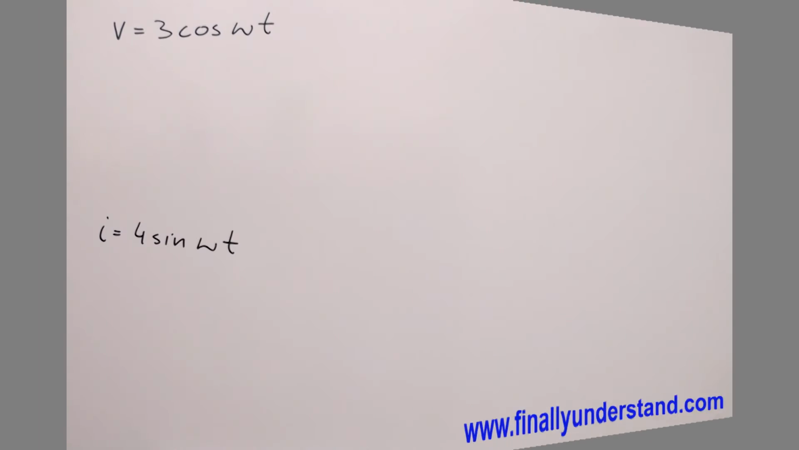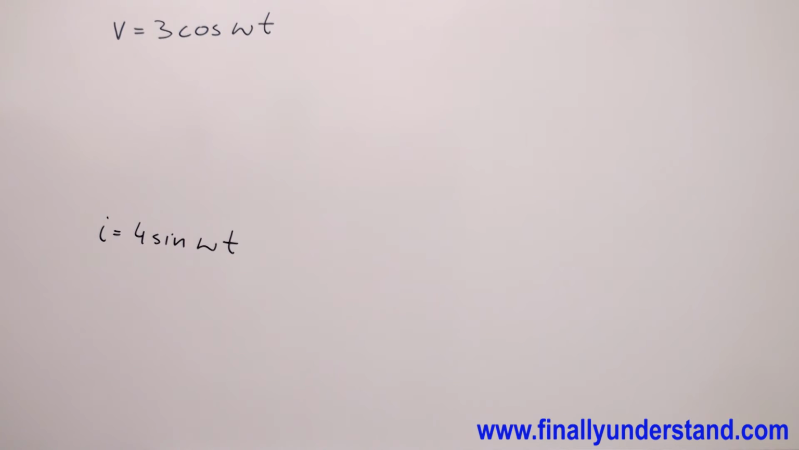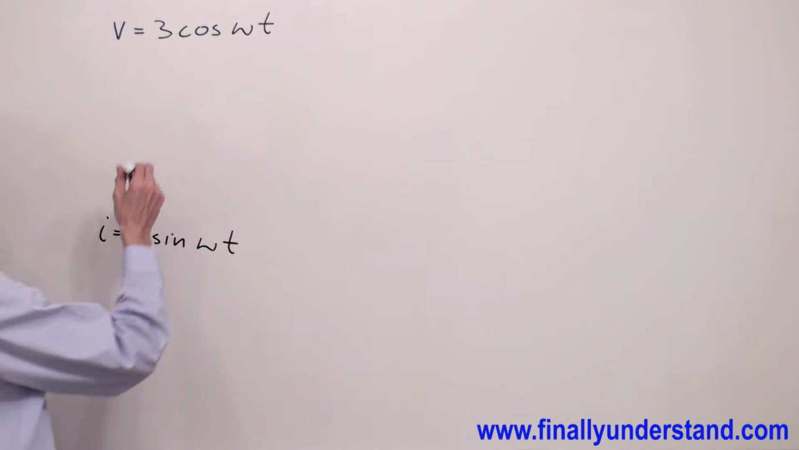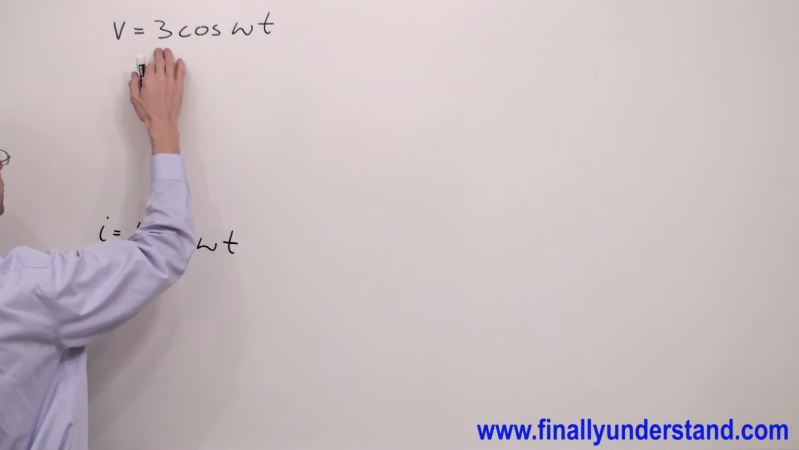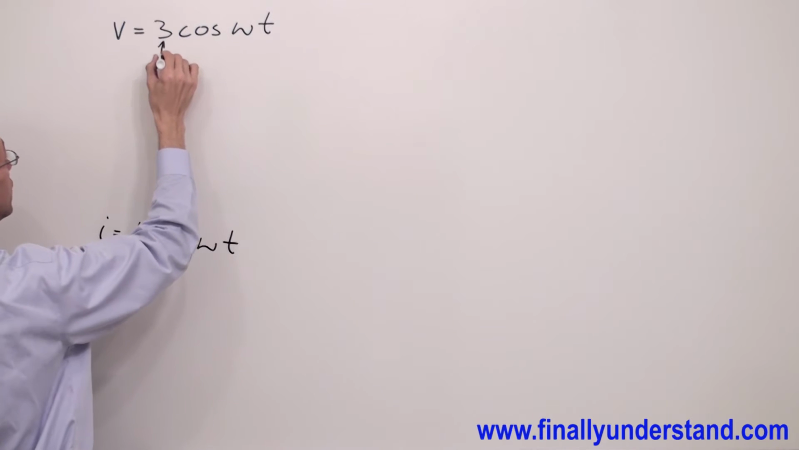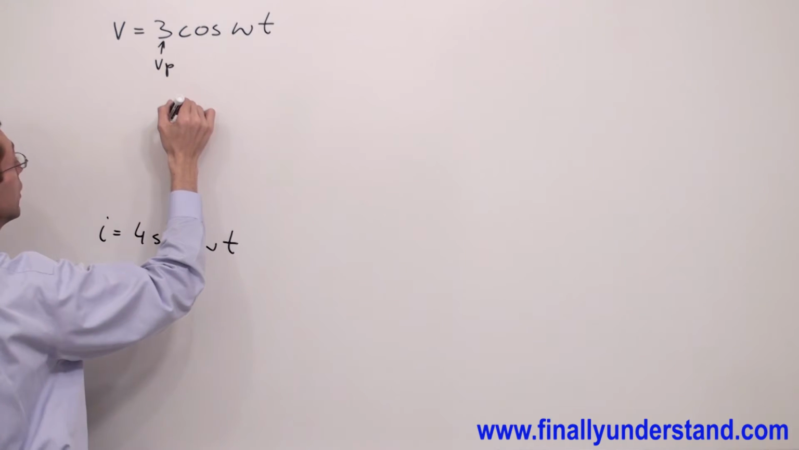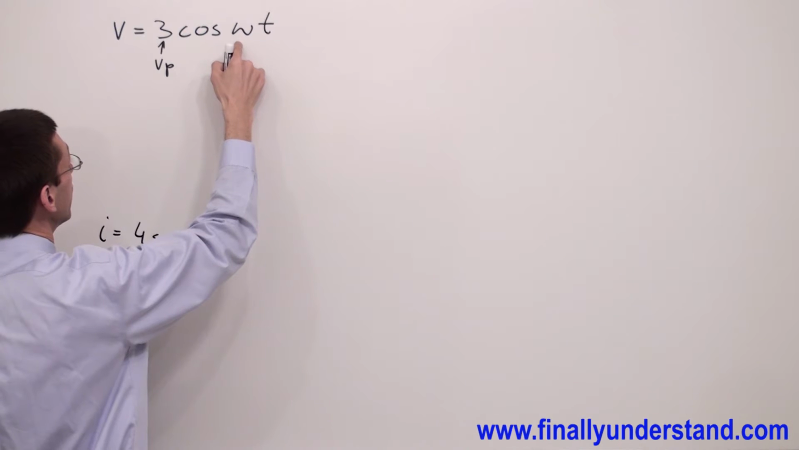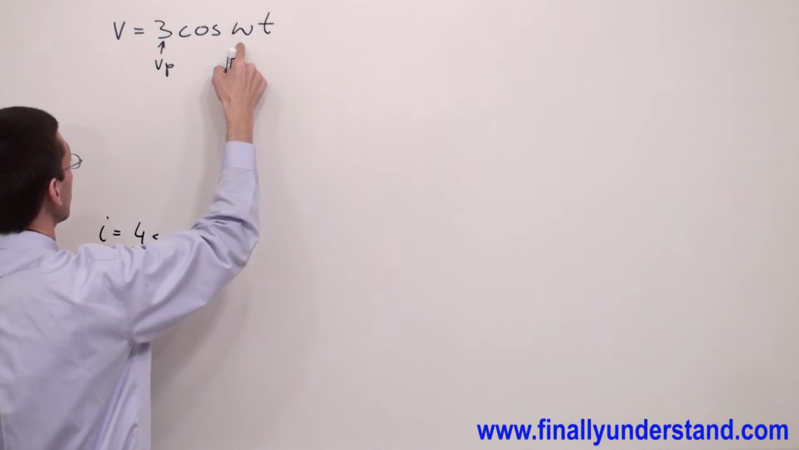This time we're supposed to find the amplitude and the period of each waveform and sketch its graph through at least 2 cycles. Remember that this value is my peak value. So this is my voltage peak. This is my omega. This is my angular velocity.